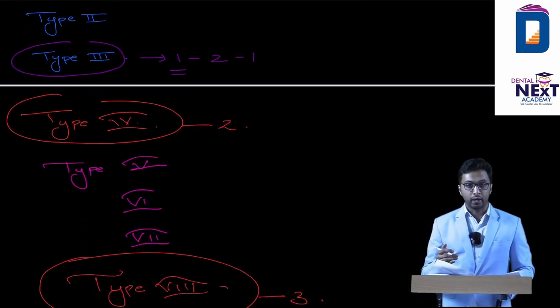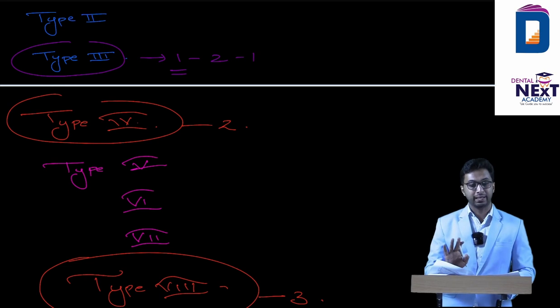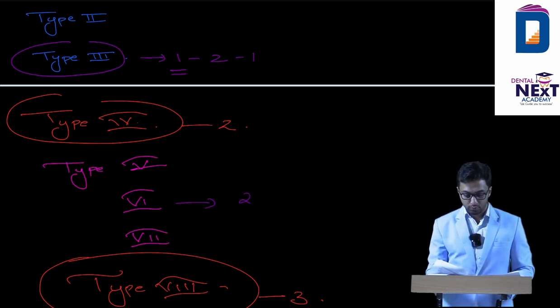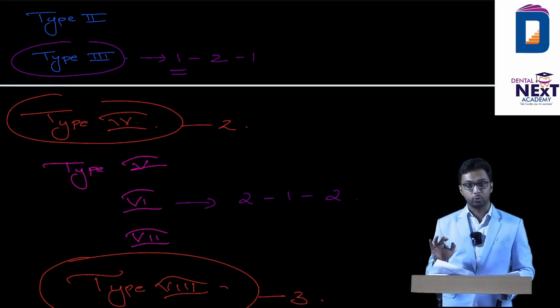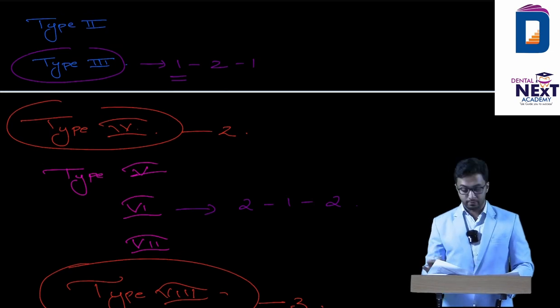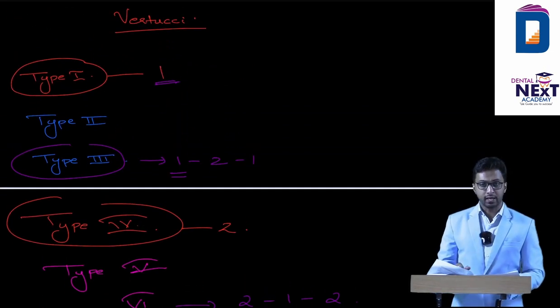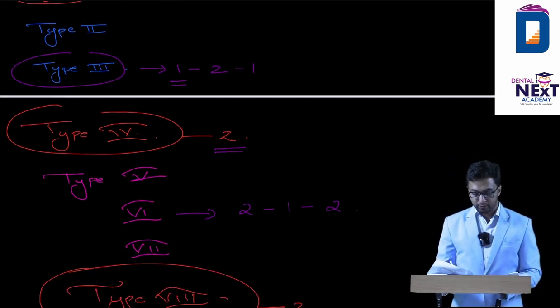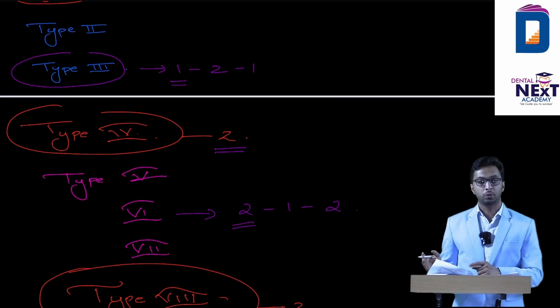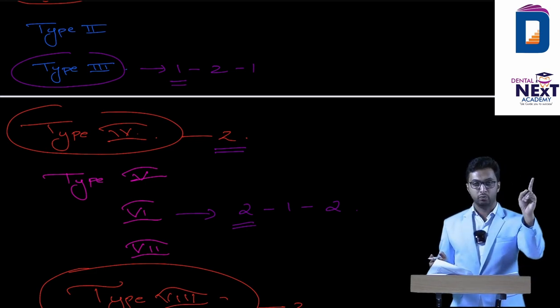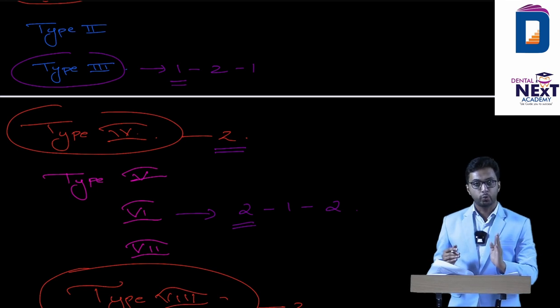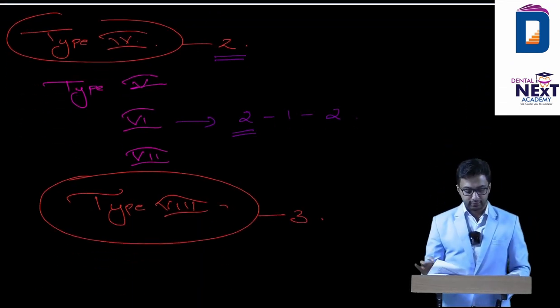What was type 4? 2. So I am leaving 1. Type 4 is 2, type 5 I'll keep as such, and type 6 starts with 2, so it is going to be 2, 1, 2. If you don't understand this, I'll explain in the end what it means. First you understand how to number it. Type 3 starts with 1, then you leave 1, 1 to 1. Type 4 is 2, so you leave 1, and the next starting with 2 is 2, 1, 2. The other one was 1 to 1 because it was starting with 1. This is starting with 2, so it is 2, 1, 2. Then type 8 is 3.